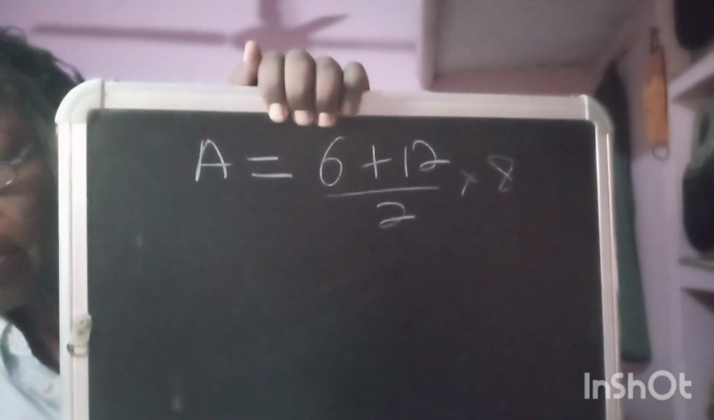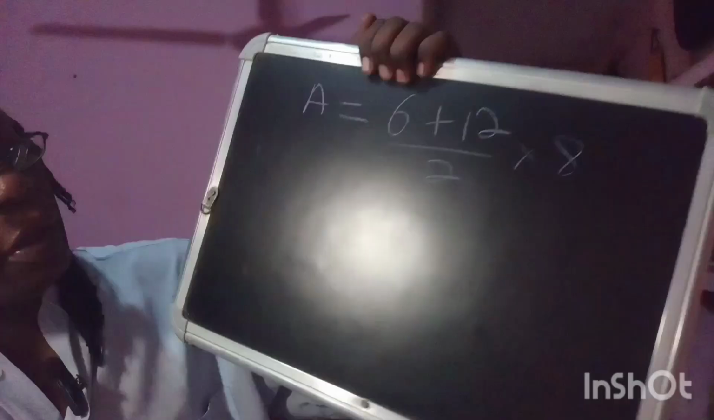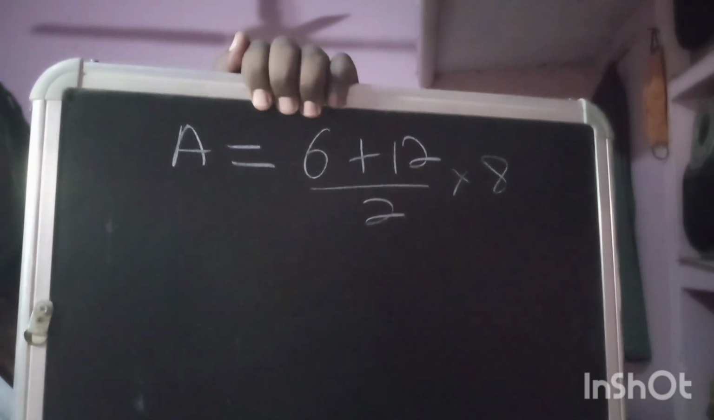So now I'm going to show you how to calculate the area of this trapezoid. Area will be equal to 6 plus 12, right? Don't forget, divide by 2, times 8, which is the height. So let's do the maths. Now area will be equal to 18 divided by 2, because 6 plus 12 is 18, times 8.